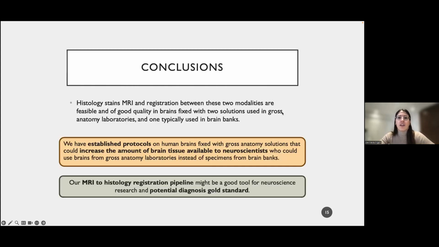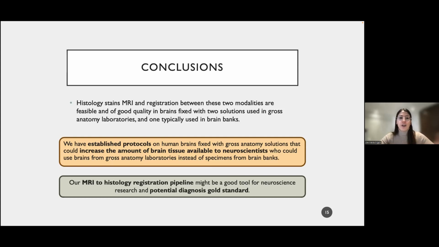So in conclusion, histology, MRI, and registration between these two modalities are feasible and of good quality in brains that were fixed with two solutions used in gross anatomy labs and one typically used in brain banks. We have also established protocols on human brains that were fixed with different solutions, which could increase the amount of brain tissue available to neuroscientists who could use brains from gross anatomy labs instead of specimens from brain banks.